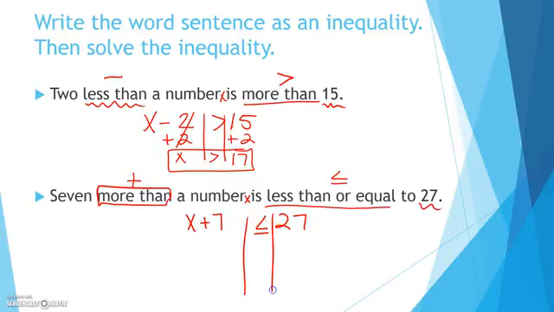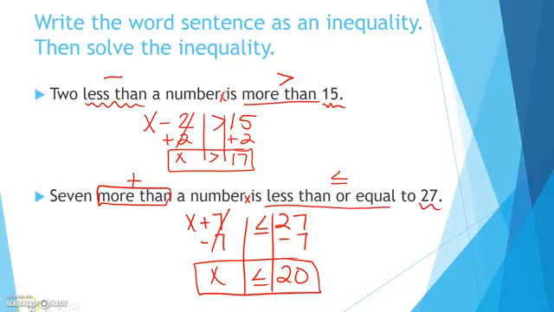And then I'm going to solve this inequality. Since this is an addition problem, we're going to subtract 7 from both sides to get x alone, to isolate that variable. The difference of 27 and 7 is 20. So we have x is less than or equal to 20.